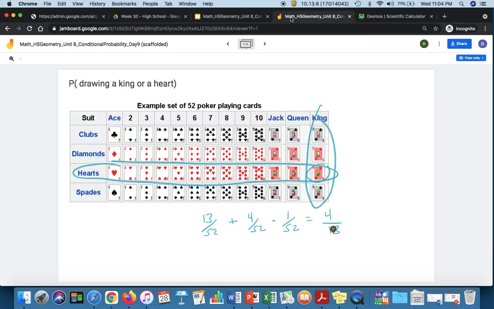And with this real life example, we're really able to reason our way through it, right? We might not even notice that this is the probability of drawing a king plus the probability of drawing a heart minus the probability of drawing a king and a heart. And notice that that's not mutually exclusive because that can occur at the same time. So we have to subtract that out.